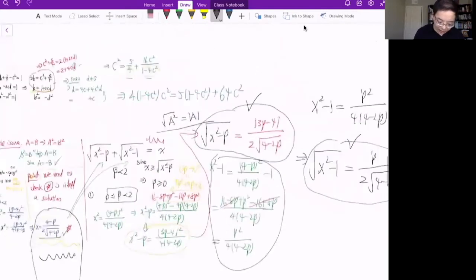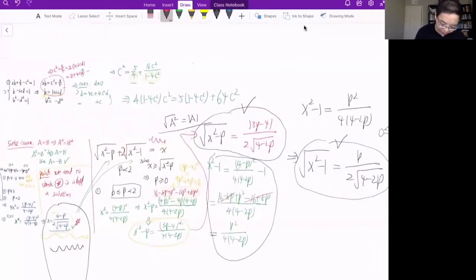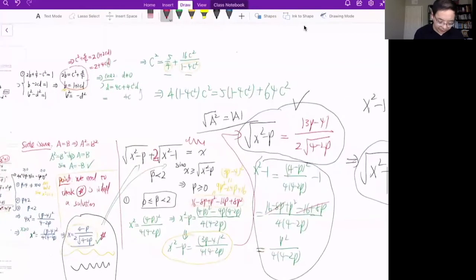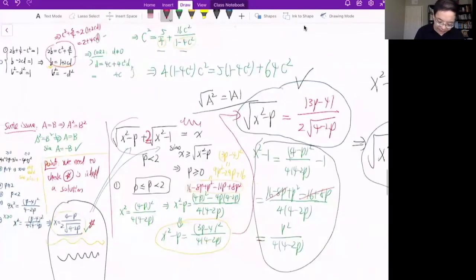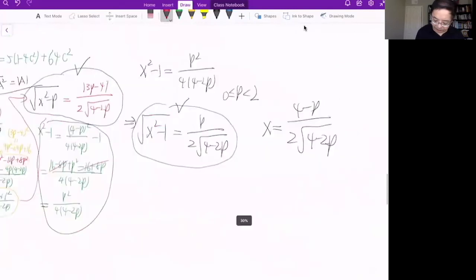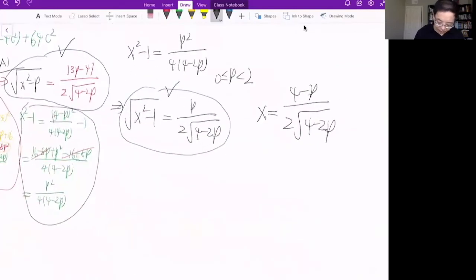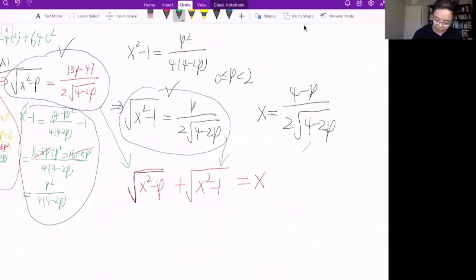Now let's go back to our equation. Oh, there should be 2 here, I forgot 2 here. Okay, so there's 2 here. Let's go back to our equation. So that's the equation. The equation is the square root of x squared minus p plus the square root of x squared minus 1 equals x. Okay, so I just put all those expressions into where they should be, right? Okay, so then there's 2. I always forget there's 2 here.